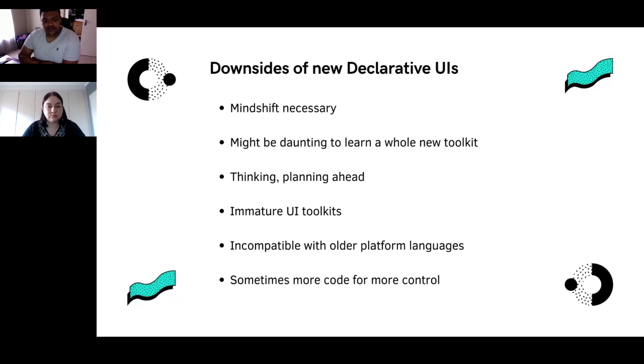These are also not compatible with the older platform languages. Jetpack Compose was built in Kotlin, and it's using a lot of Kotlin language features that are not available in Java. So if you write in Java, you can't really use this. And again, with SwiftUI, it's exactly the same. You can't really use it with Objective-C. And obviously, when you want all this control, it might seem like you're writing a lot more code, so the code can be a little bit more verbose.